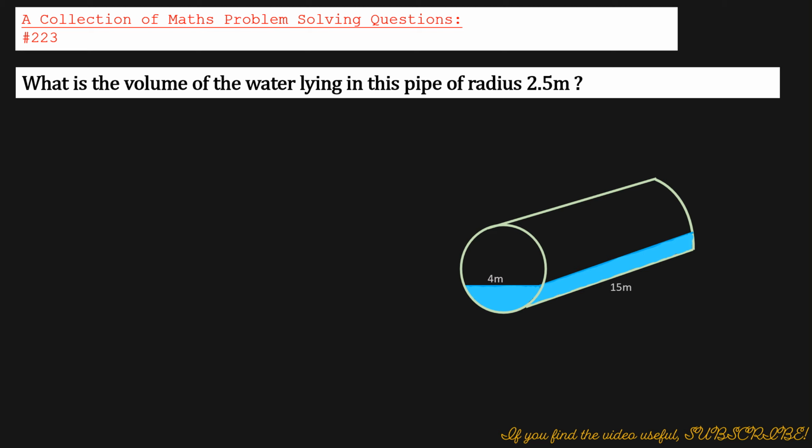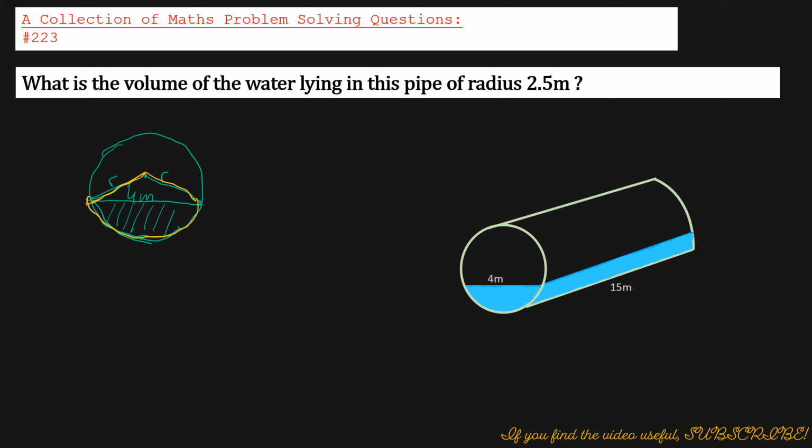So what we need to do is, if that's a circle that we have here, and that is 4 meter. This is the water. This is 4 meter. That's the center of the circle. So this is the radius. So we need to find the area of the sector. So this would be the sector.